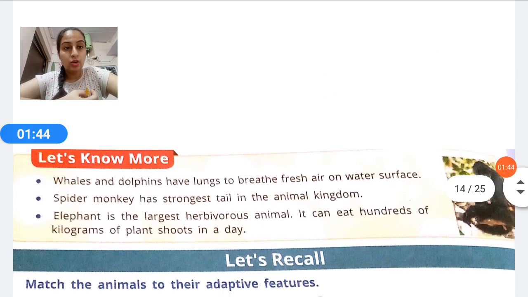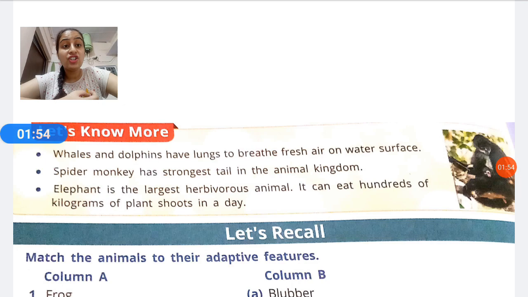Let's know more. Whales and dolphins have lungs to breathe fresh air on the water surface. How they are able to breathe? Because they are having lungs. Spider monkeys have the strongest tail in the animal kingdom. So which is the animal that is having the strongest tail? That is the spider monkey.